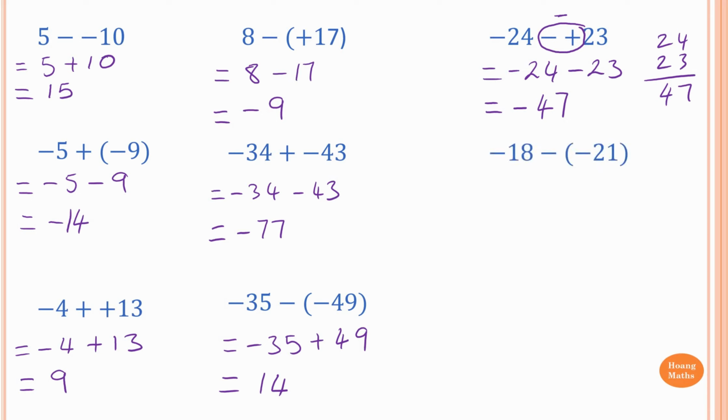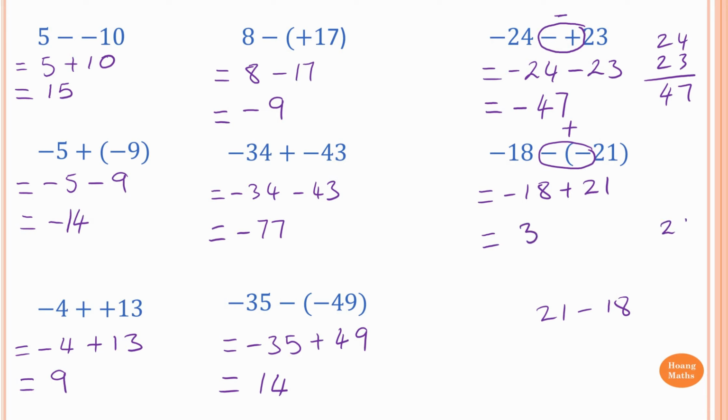Next one, negative 18 minus negative 21. So we clear this one first. So two negatives next to each other, it becomes a positive. So this means that is equal to negative 18 plus 21. So this is equal to exactly the same as 21 minus 18. So we can do 20 minus 18 is 2, add 1 is 3.